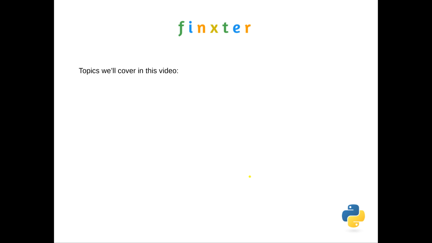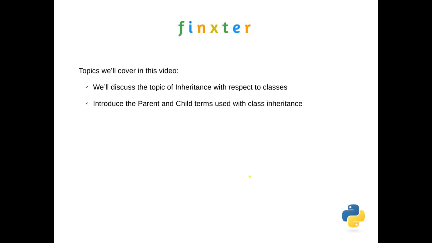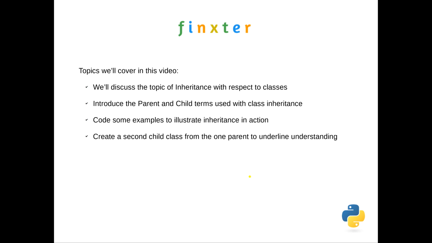So, what are we going to talk about today? We're going to talk about the topic of inheritance with respect to classes. We'll introduce the parent and child terms that we use with class inheritance, and we'll use some code examples to illustrate that in action. We'll create a second child class from the one parent, so one parent, two children, and that will just start to show you the power you can unlock with classes.